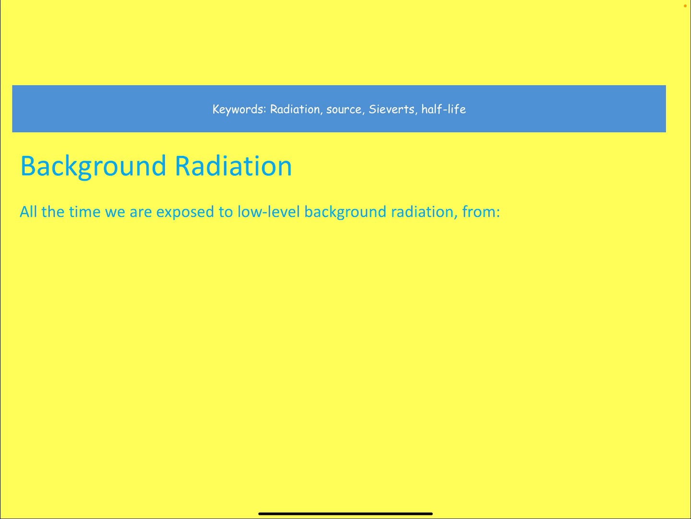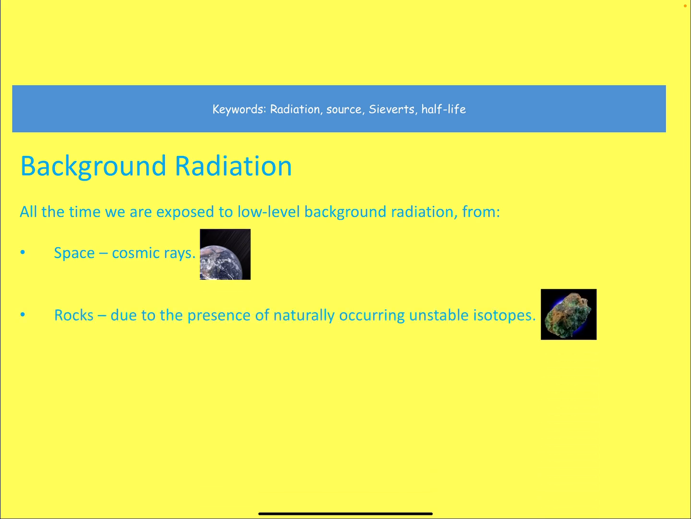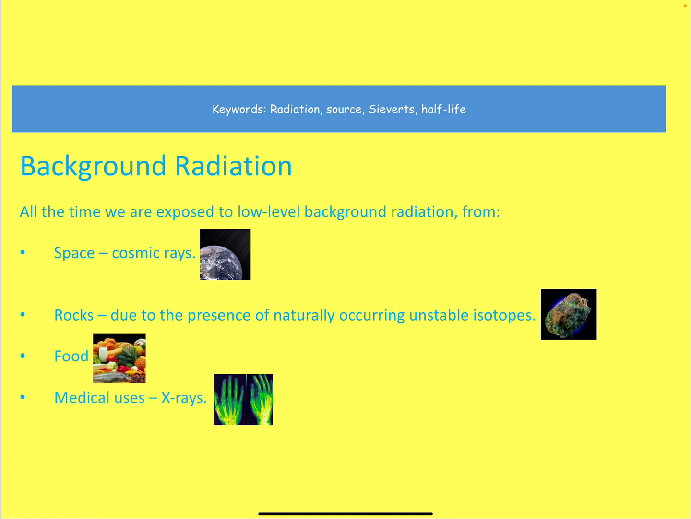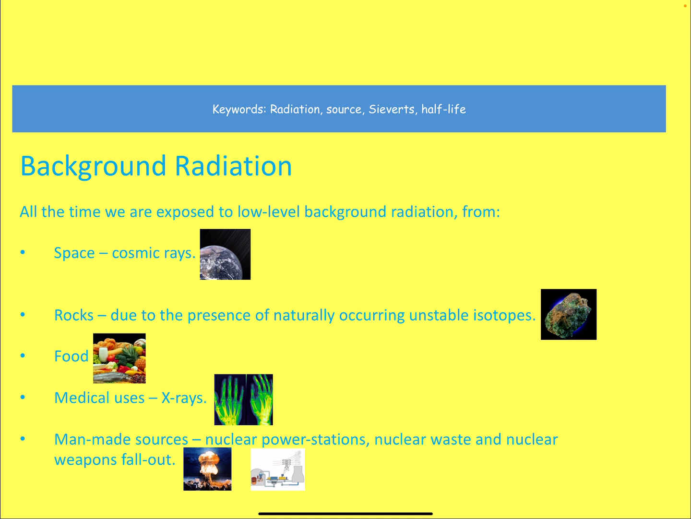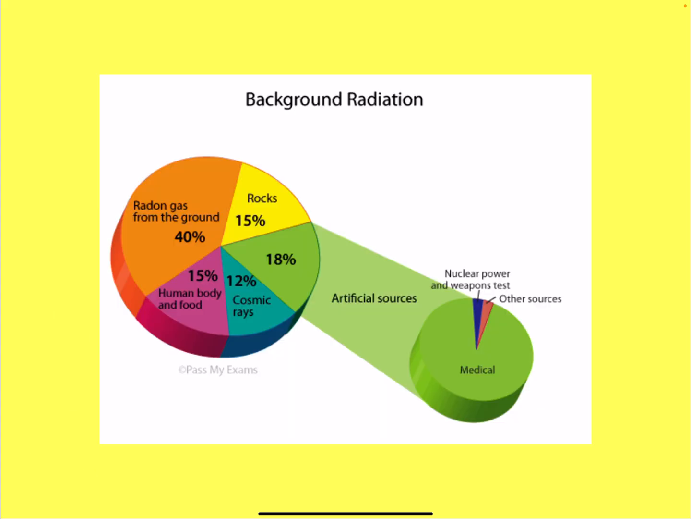Clinically, it's not harmful, but there is background radiation all around us. But where exactly from? Well, space, rocks, food, medical use like say X-rays, and nuclear power stations, nuclear waste, nuclear weapons fallout. This pie chart shows you a quick picture of background radiation and where from.